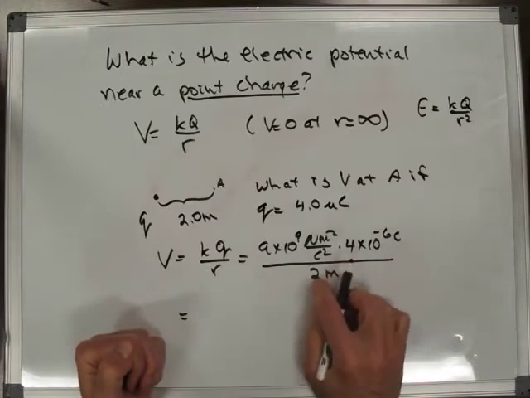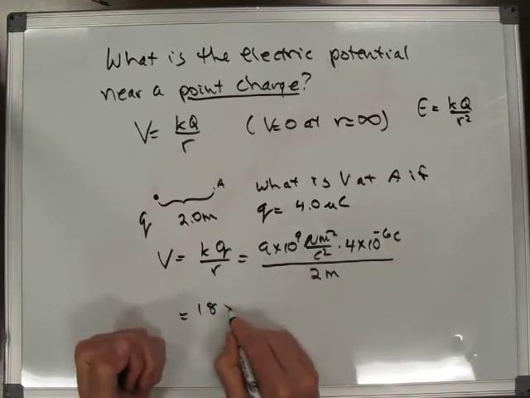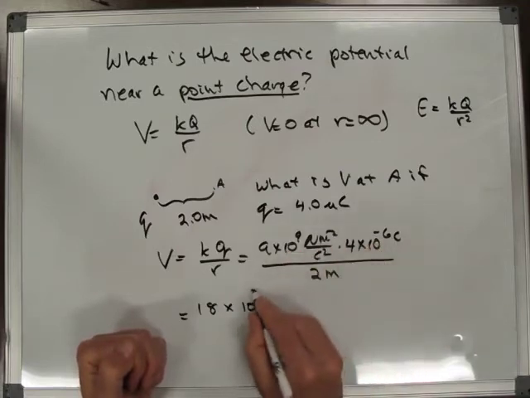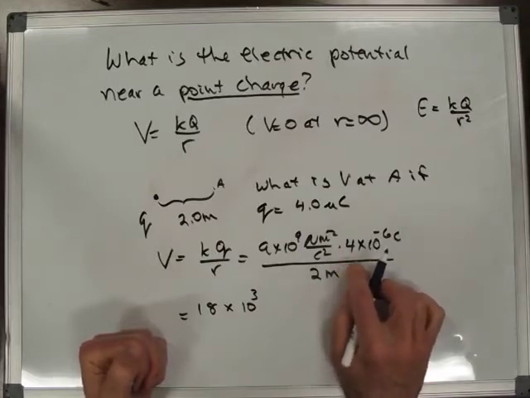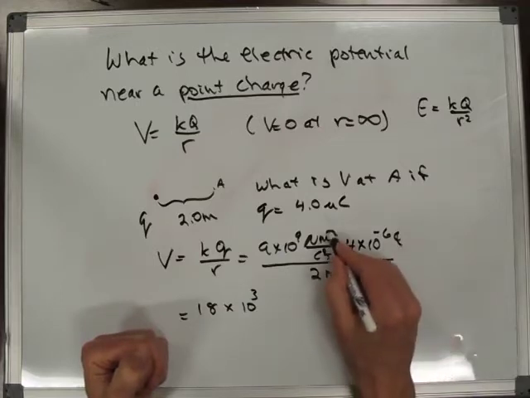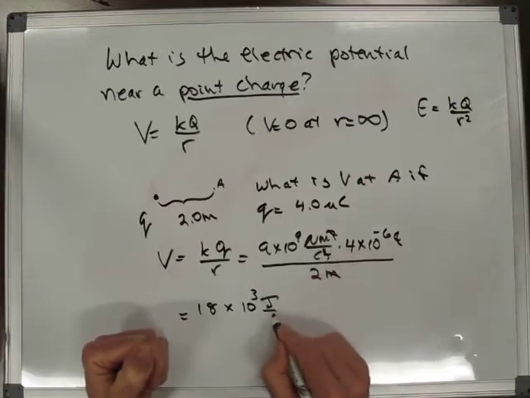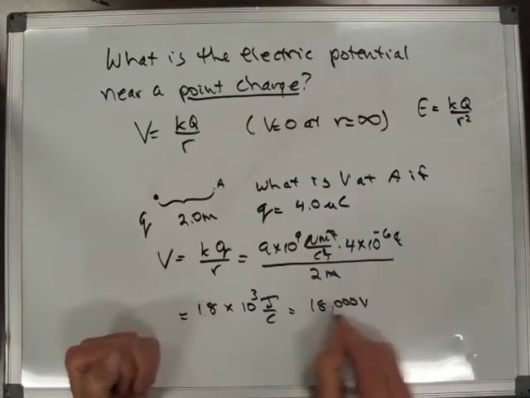So 4 divided by 2 is 2, times 9 is 18, so I have an 18 here, times 10 to the 9 times 10 to the minus 6 is 10 to the 3rd, so it's 18,000. Coulombs cancel, and one of the meters cancels, and I get newton meters, which is joules, or 18,000 volts.